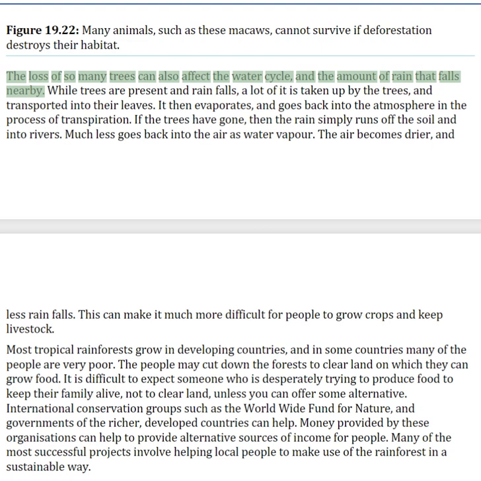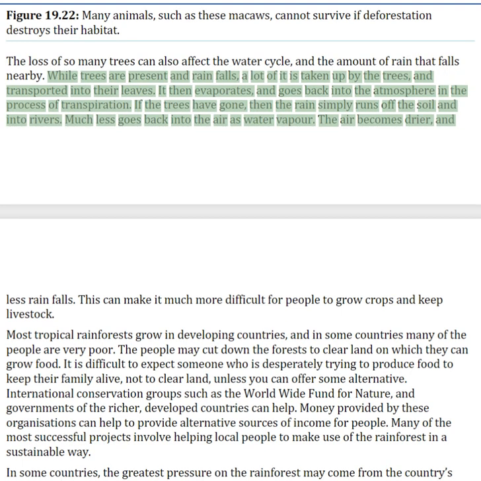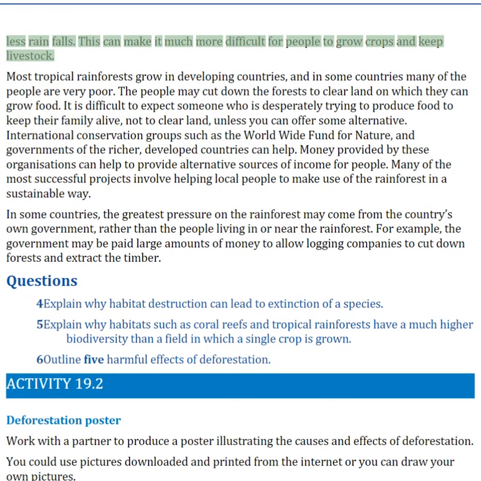The loss of so many trees can also affect the water cycle and the amount of rain that falls nearby. While trees are present and rain falls, a lot of it is taken up by the trees and transported into their leaves. It then evaporates and goes back into the atmosphere in the process of transpiration. If the trees have gone, then the rain simply runs off the soil and into rivers. Much less goes back into the air as water vapor. The air becomes drier and less rain falls. This can make it much more difficult for people to grow crops and keep livestock.